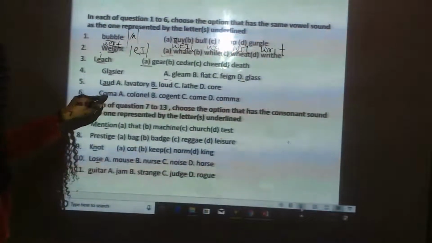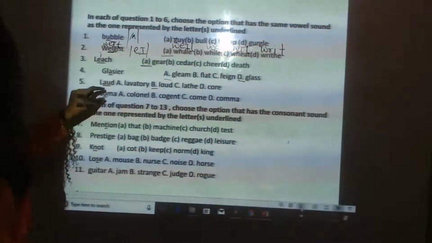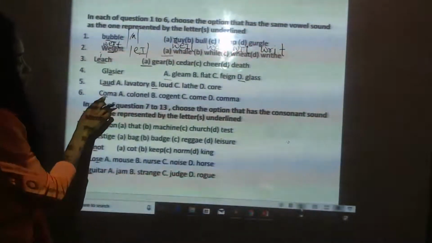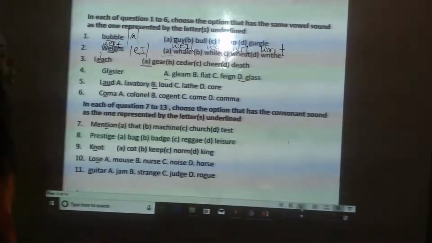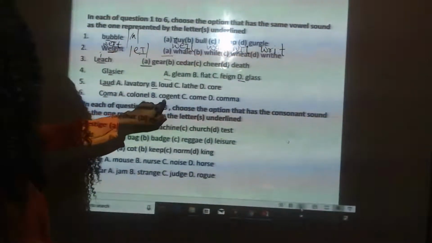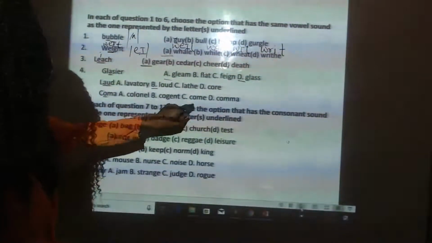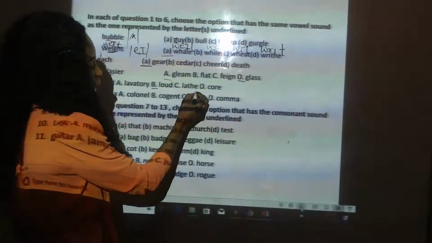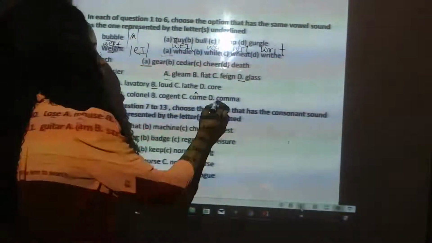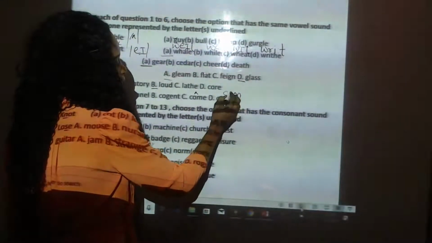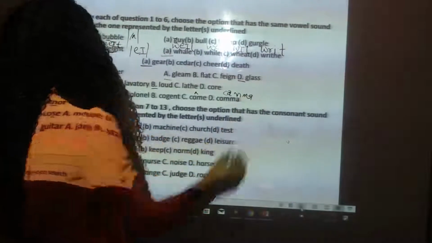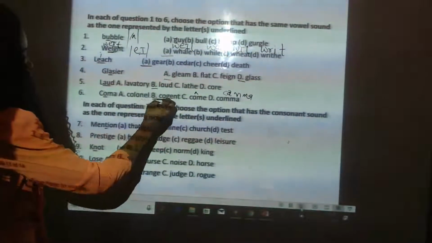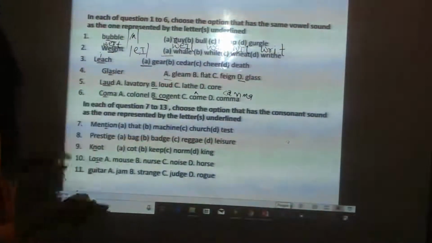B, we have comma. We are looking for the vowel in these options that bears the same vowel as the underlined one here, comma. A, we have colonel. B, we have cogent. C, we have calm. This O here is giving us the back R sound, calm. B, we have comma. The R sound, comma. So we can see that cogent here is giving us the same sound with the O in comma.